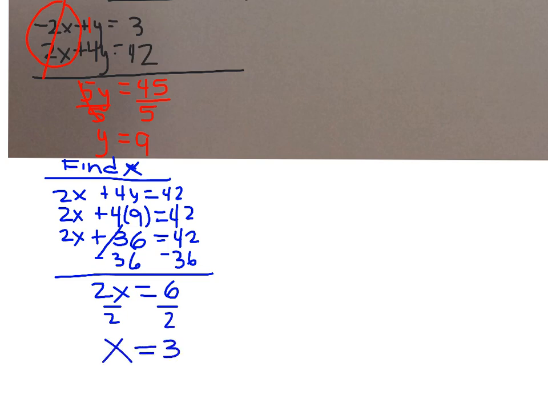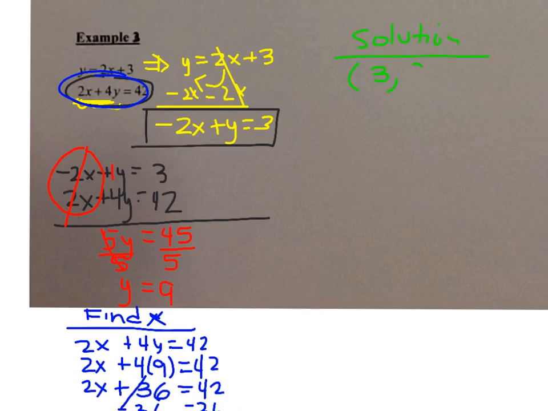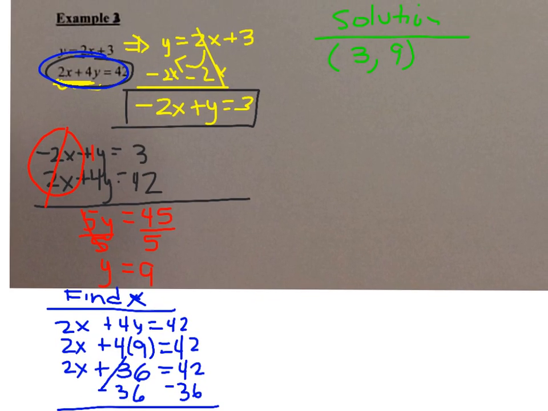All right, so now I can write the word solution. Remember, it's x comma y. x was 3, and y is 9. All right, now we're going to do our verify.